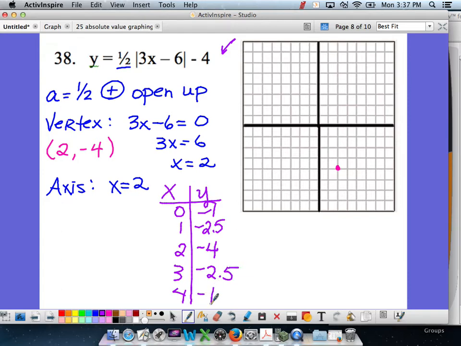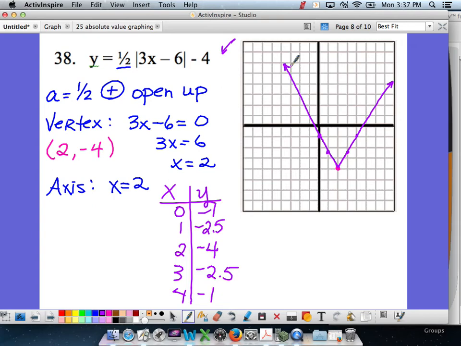So then I'm going to graph that. I'm at (0, -1), (1, -2.5), (2, -4), I've already plotted that, (3, -2.5), and (4, -1). And then I have a very accurate width that these two sides of the V are apart. Oh, that's terrible. Let's see if I can make that a little straighter. But here's the graph of the absolute value.